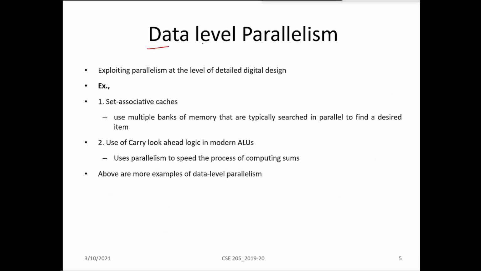Next, data level parallelisms. I think you read this in CO. Have you read this? Yes, ma'am. I don't know, you need to explain it. So how is data level parallelism achieved in a set associative cache?